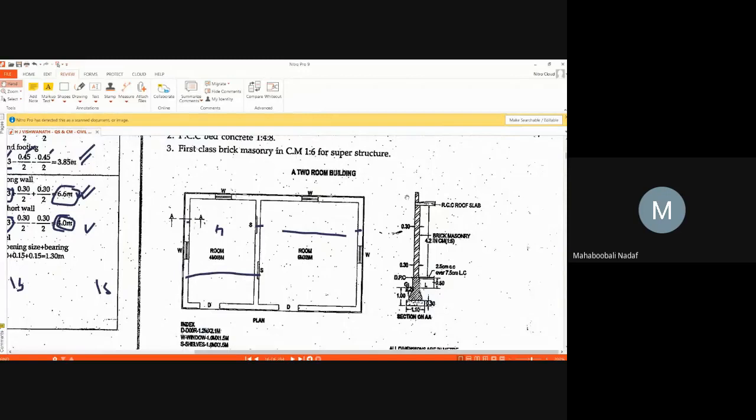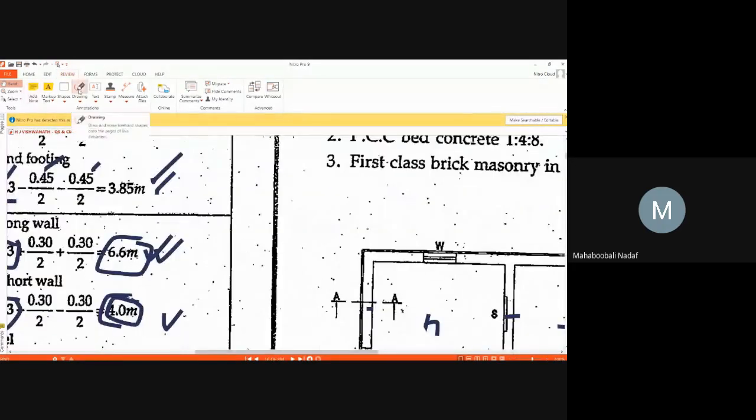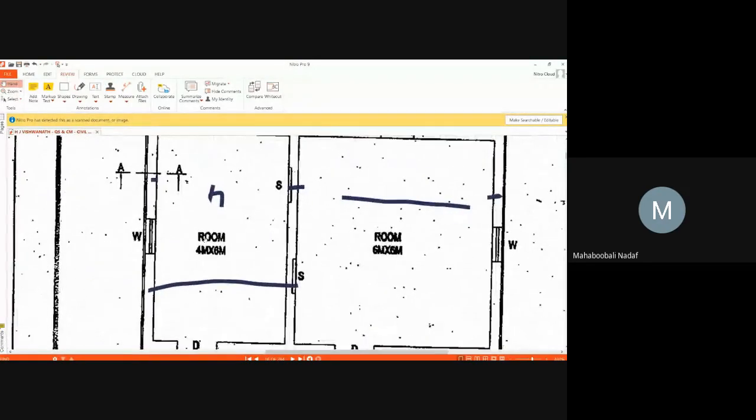So total center to center, how? This center to center is 6 plus 0.3 by 2 plus 0.3 by 2. I will enlarge this one. That is 6.3. How many 6.3s are there? 1, 2, 3. So 3 into 6.3. So that is the center to center of these lines.